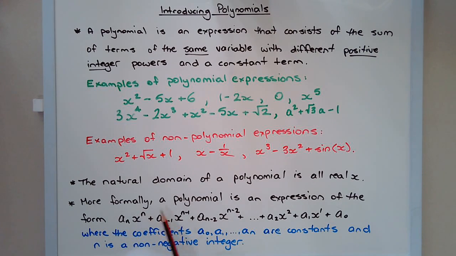Now more formally, a polynomial is an expression of the form a_n, so this is called a subscript, a_n x to the n, x to the power of n plus a_(n-1) times x to the power of n minus 1, and a_(n-2) times x to the power of n minus 2, and so on, right down to a_2 times x to the power of 2 plus a_1 x to the power of 1 plus a_0, and there's our constant term, where the coefficients, so this is a_0, a_1, dot, dot, dot, all the way to a_n, are constants, and n is a non-negative integer. So these powers here are non-negative integers.